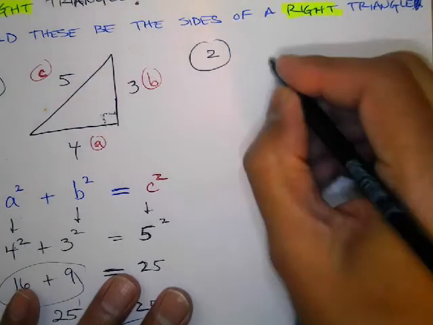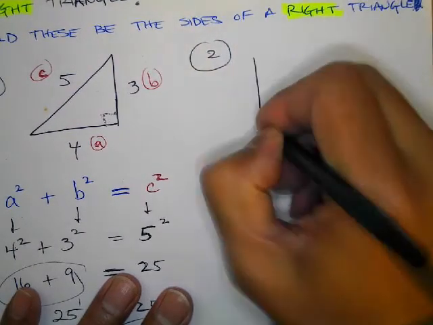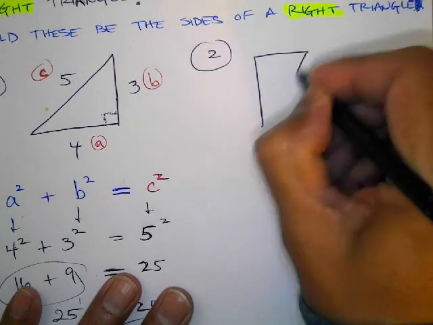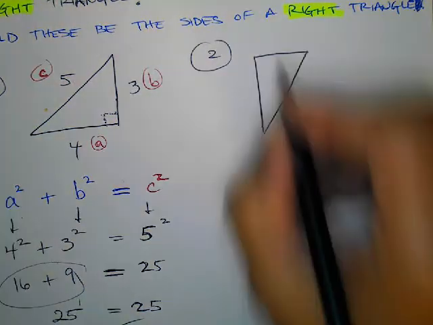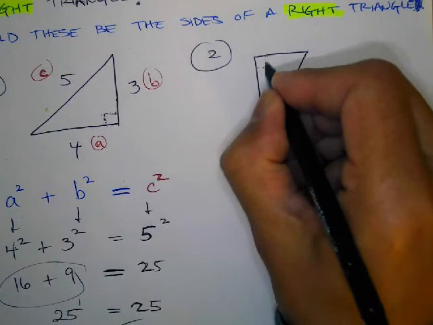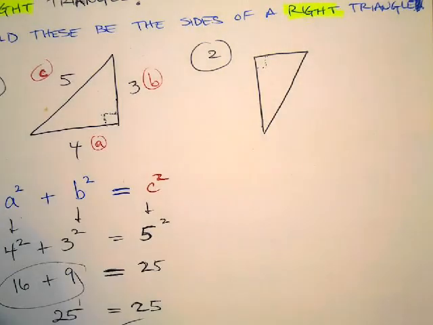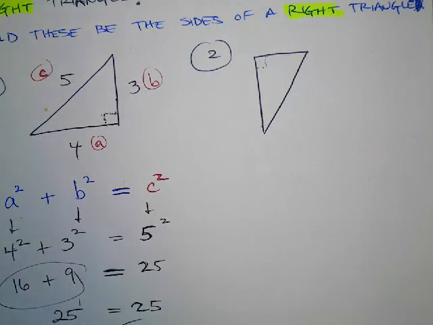All right, let's try another one here. Real quick, number 2. And again, they'll change the orientation of the triangle, right? They'll probably put it like this. But which one do you think is the C side, right? You're going to assume this is the right angle here, right? The corner one, but here's your C side.